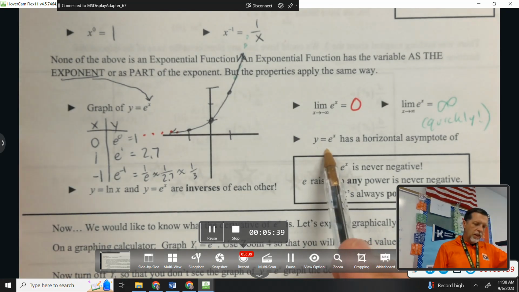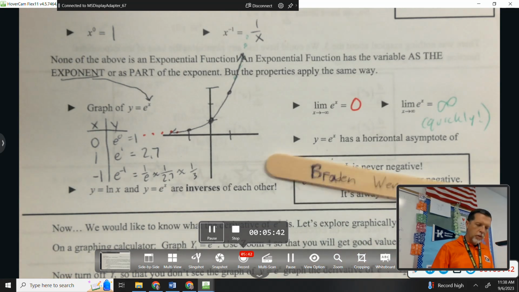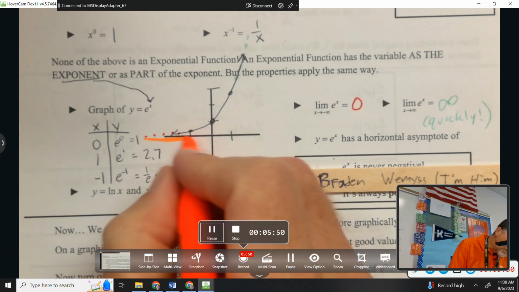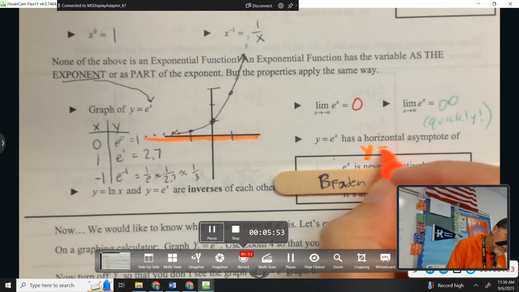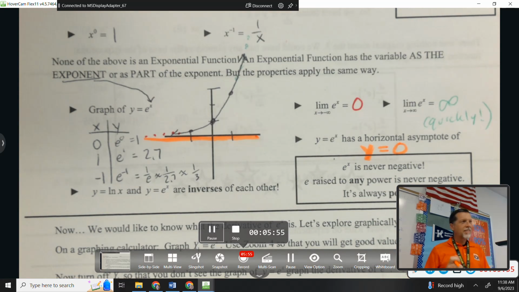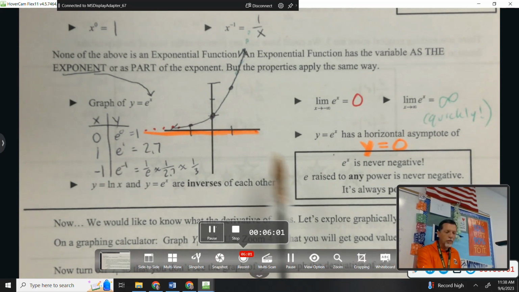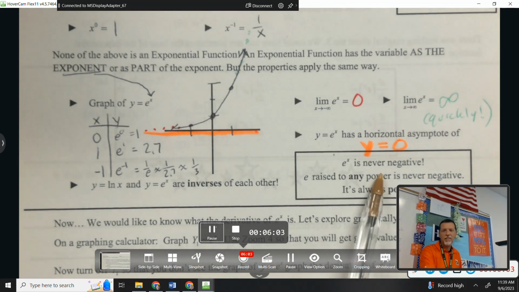Y equals e to the x has a horizontal asymptote. Braden, do you think you could identify that horizontal asymptote for us? Y equals 0. With confidence. From the graph, or from the equation, or from a table, e to the x is never negative. Because if you plug in a negative, you don't get a negative value, and the negative flips it over. So e to the x is always positive.